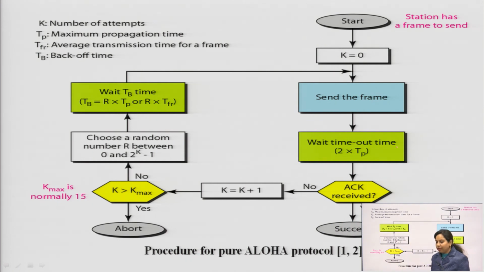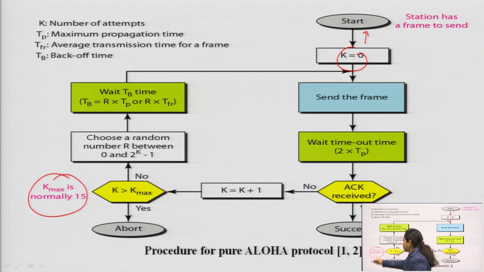Now, this is the flow diagram of how the random access protocol, in the case of pure ALOHA, will access the common channel. It starts here, then k equals 0, which means we decide the number of attempts. The maximum number of attempts in this flow diagram is normally 15. You can transmit a single frame a maximum of 15 times. That is the maximum limit set by this particular flow diagram.